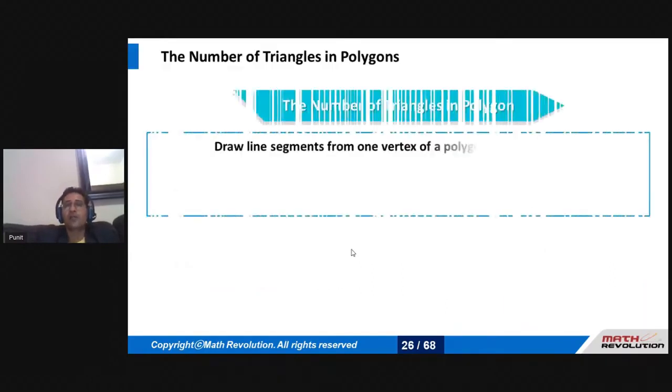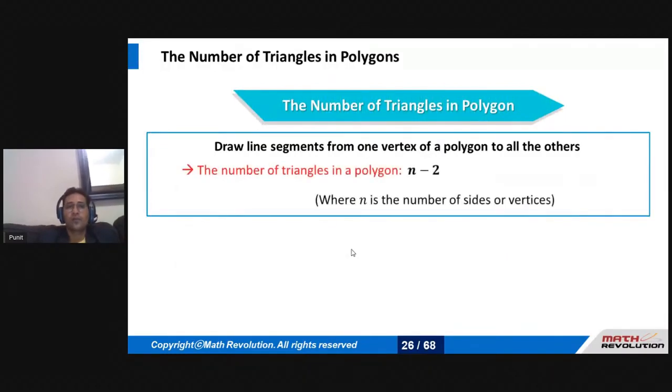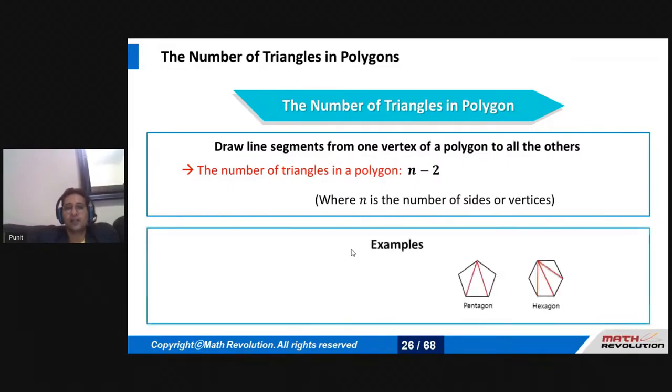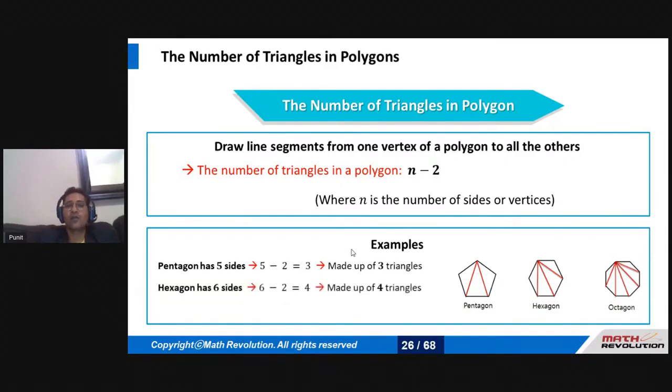Let's talk about the number of triangles in a polygon. A very simple logic: if you have to draw a triangle in a polygon, you need 3 points. So the number of triangles in a polygon can easily be found by n minus 2, where n is the number of vertices. Suppose you have a pentagon, 5 minus 2 makes it 3, so there would be 3 triangles. If it's a hexagon, 6 minus 2 is 4.